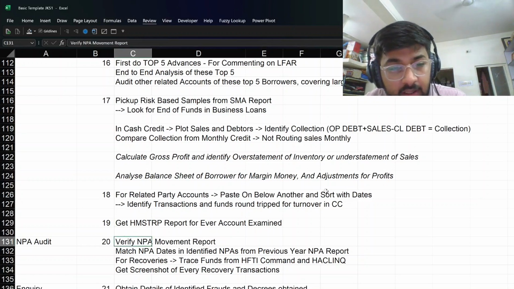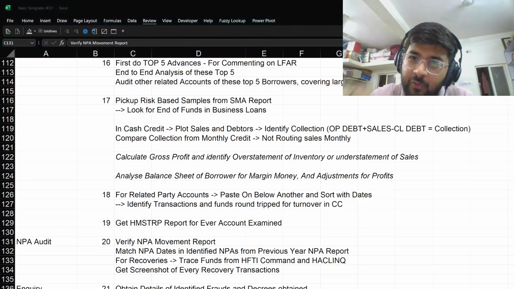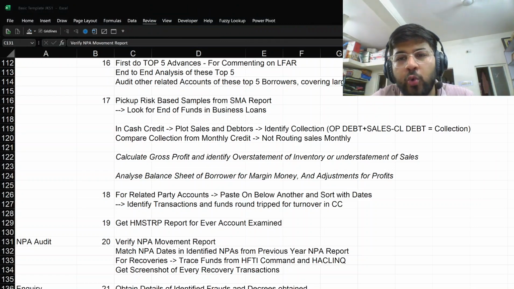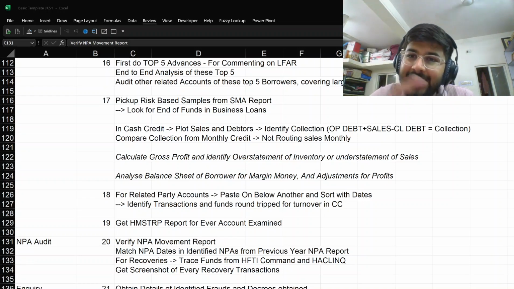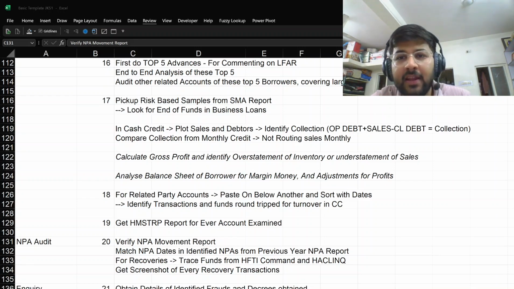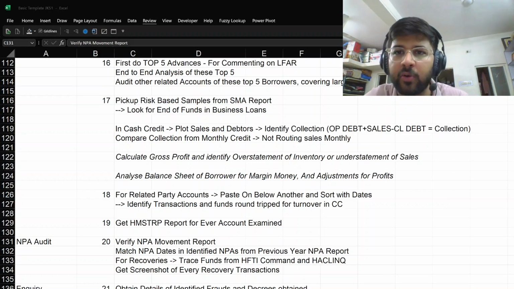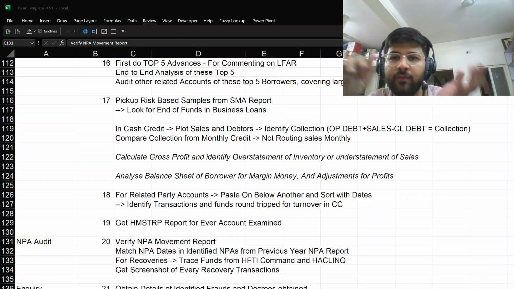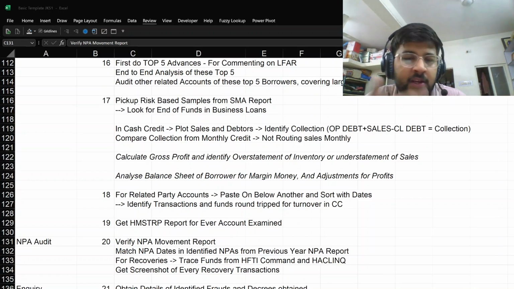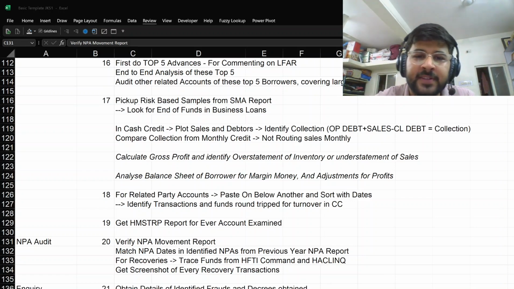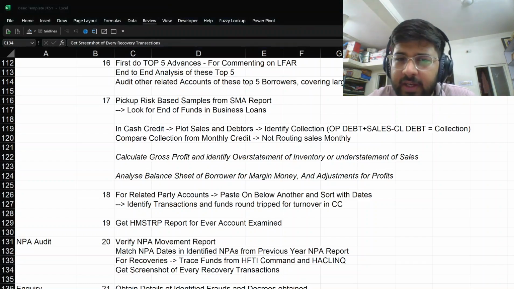Now auditing the NPA accounts, you should obtain the NPA movement report. You should match the NPA date in your ACF report to the ACF report of the previous year closing, so that the date of NPA is not changed by the branch management. And then if there are any recoveries, you should trace the funds through HFTI command and Hackling command and take prints of that as well with yourself, to check that these amounts are genuinely recovered and not certain loans provided to any other borrower. If there is any husband who has become NPA, you should check that the bank has not given a loan to his wife, and then the wife transfers these funds to the husband and then he repays. You should look for the traceability of these funds. Okay. And get a screenshot of every transaction.